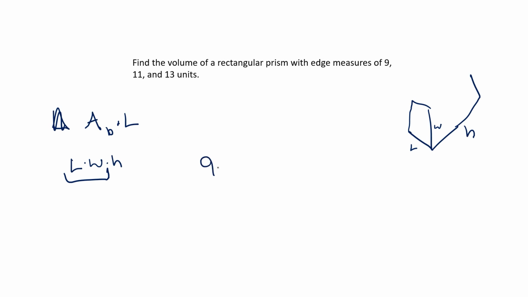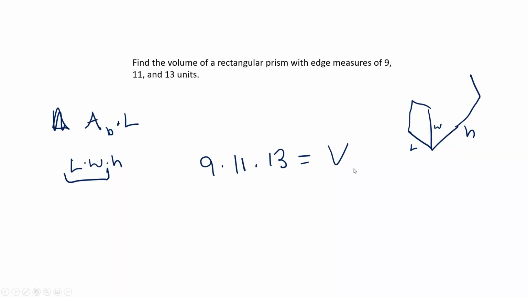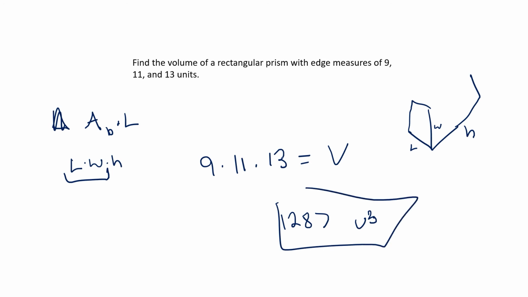So 9 times 11 times 13 is going to equal our volume. 9 times 11 times 13 is 1287 cubic units. Again, most of the time I don't bother putting the meters or whatever because you don't keep track of them anyways. So that's the answer to that one.